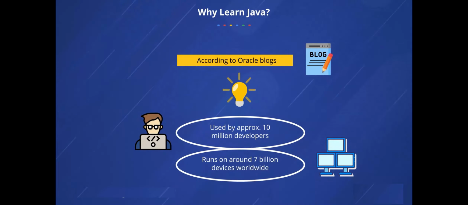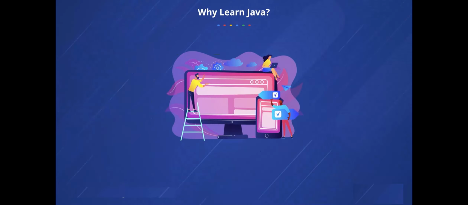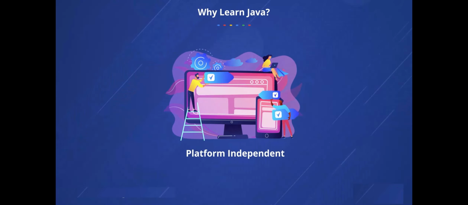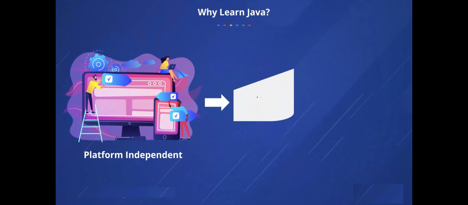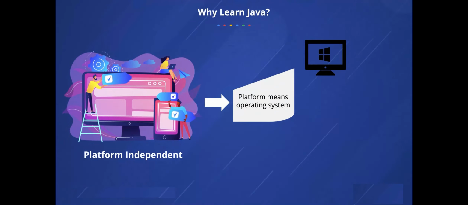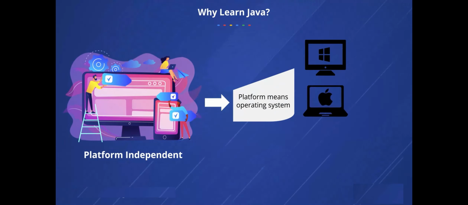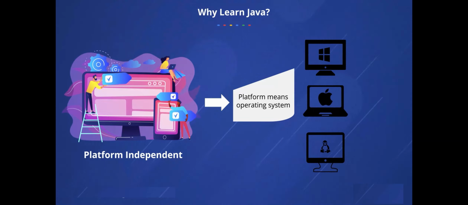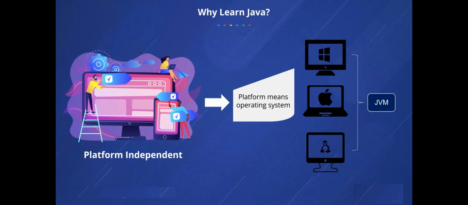worldwide use Java. And as you know, when we say devices, why is Java being used on devices? Because it's platform independent. So what exactly is platform independent? Here, platform indicates operating system. That means whether you're working on a Windows operating system or Mac or Unix or any other operating system, it doesn't matter. If you have JVM installed, it will work seamlessly there.